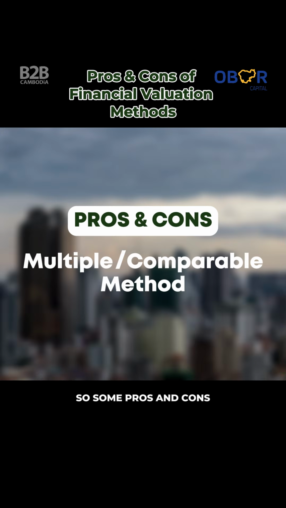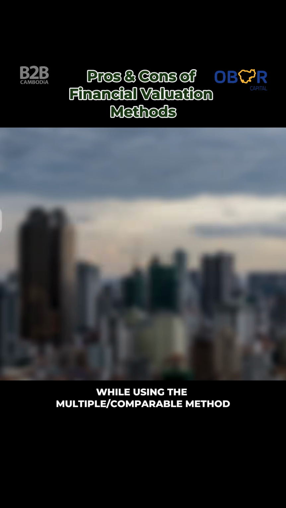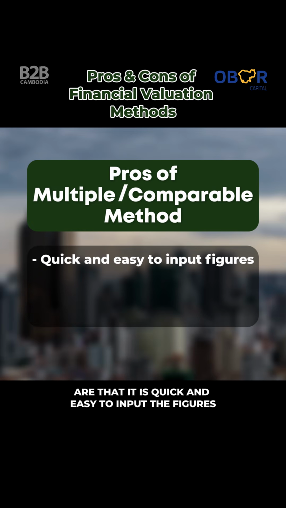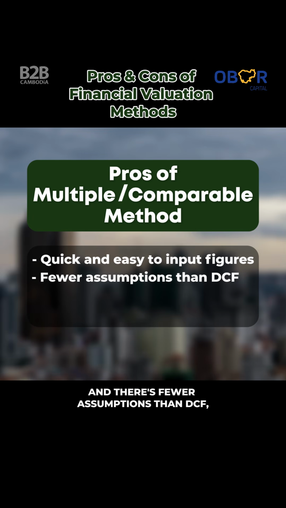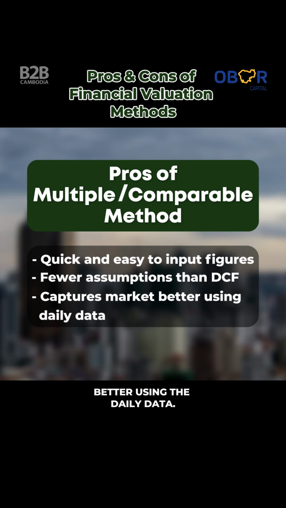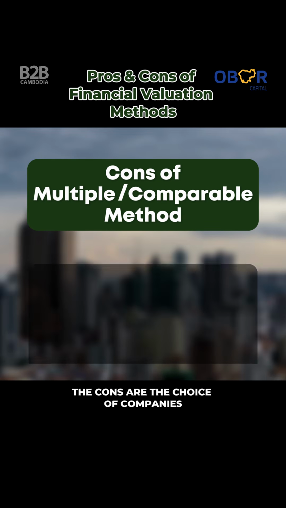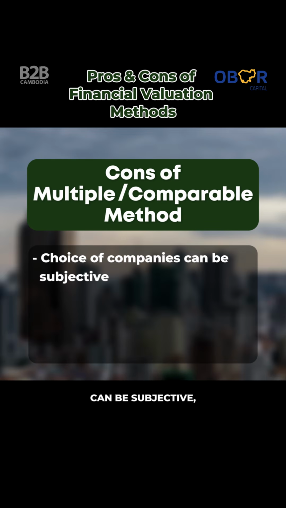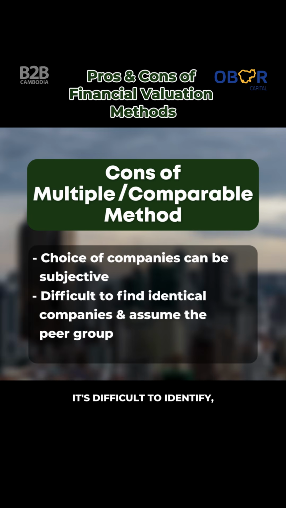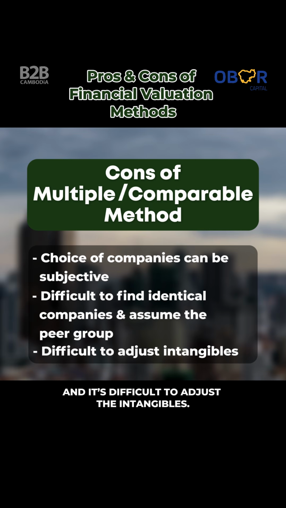So, some pros and cons of using the multiple comparable method are that it is quick, it's easy to input the figures, and there are fewer assumptions than DCF, and it captures the market better using daily data. The cons are the choice of companies can be subjective. It's difficult to identify companies that are within the peer group, and it's difficult to adjust for intangibles.